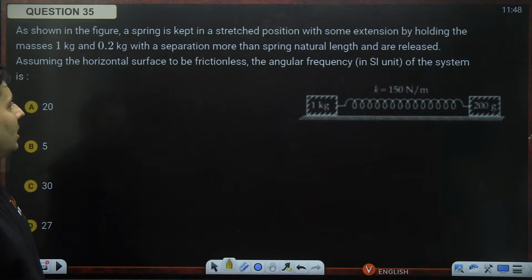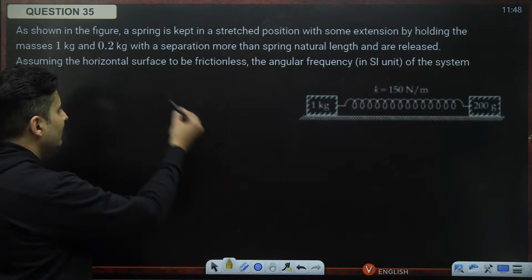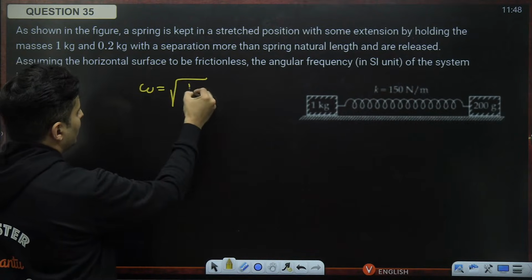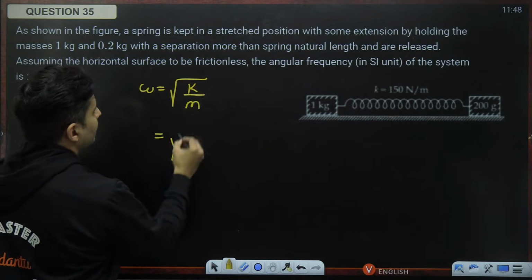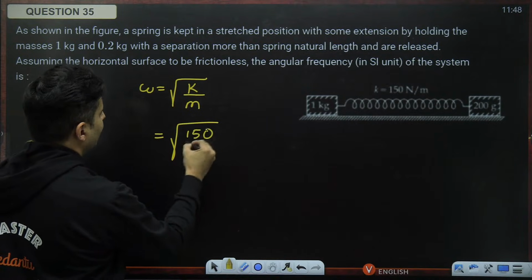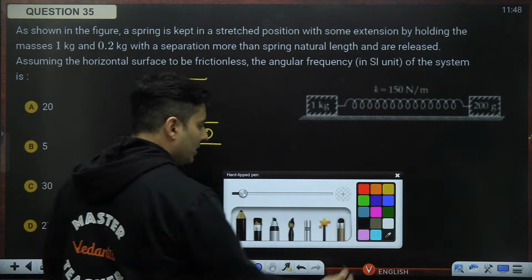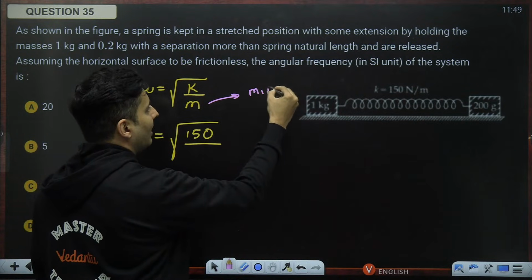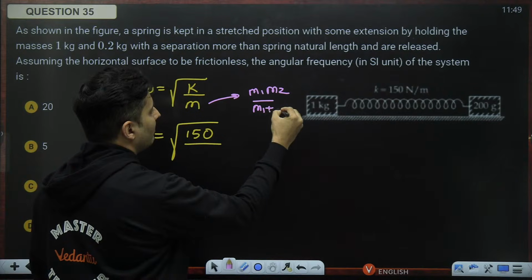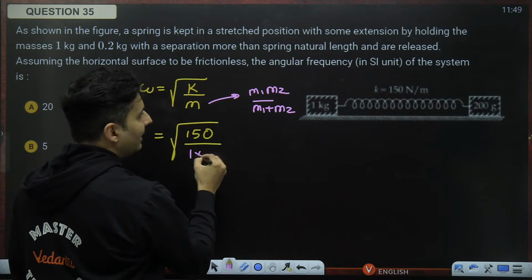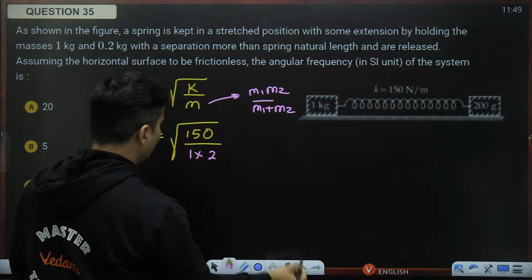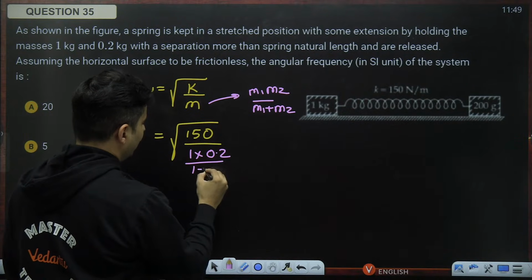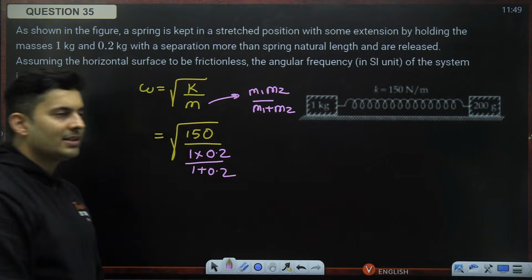Next one. Two masses and a spring. What is the angular frequency? Angular frequency is root of k by m. K is already given as 150, but this m is not any one of the masses. It's the reduced mass, which is m1 m2 divided by m1 plus m2. So it will be 1 into 0.2 divided by 1 plus 0.2. That's how you do this.